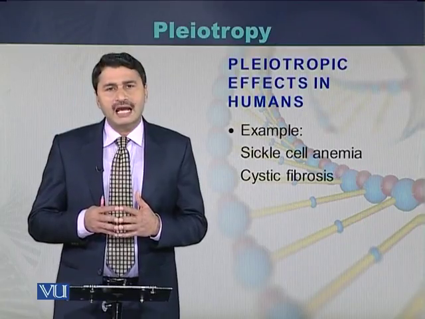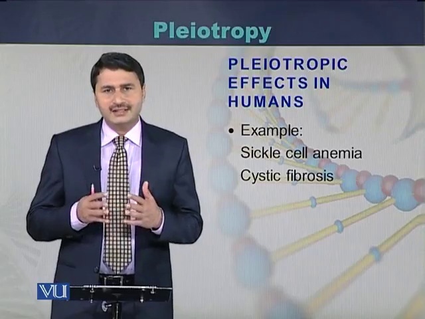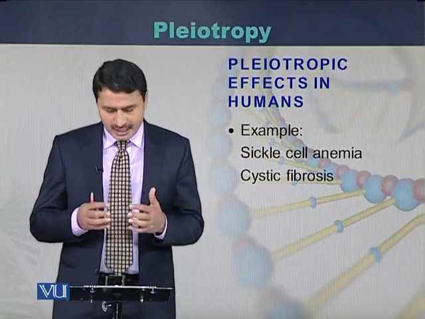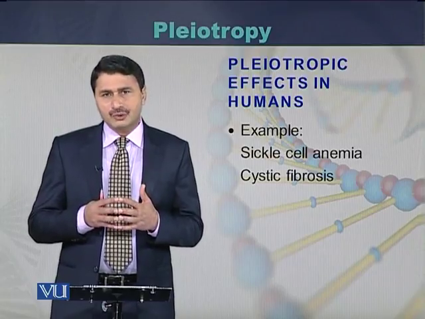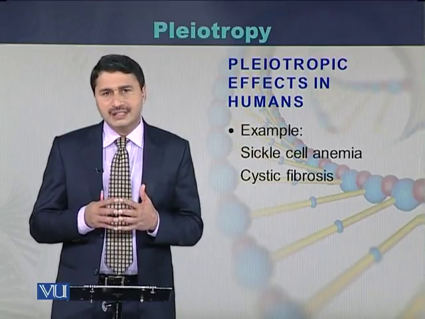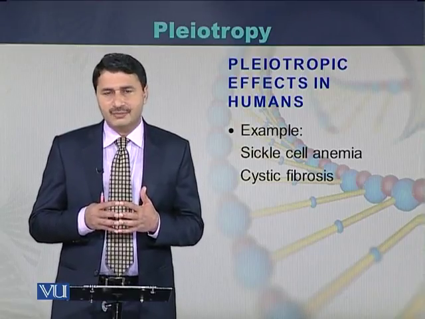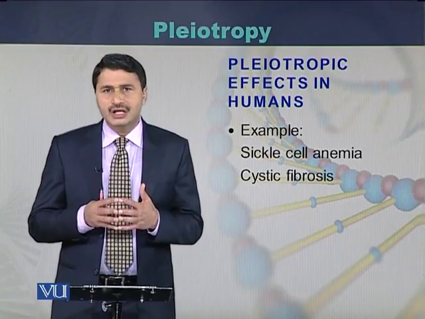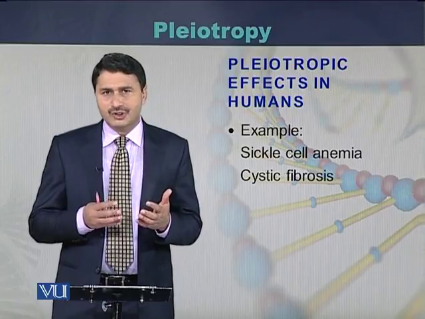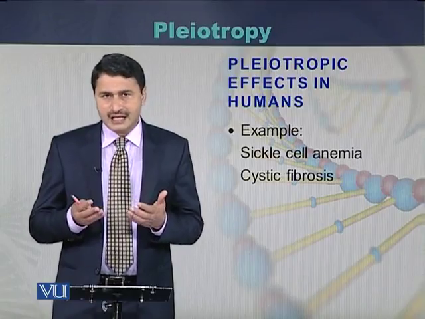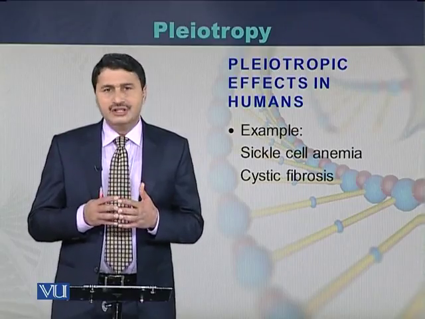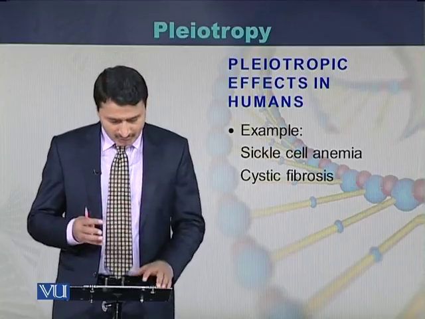The pleiotropy phenomenon can be seen in humans. The best example of the pleiotropy phenomenon in humans is two diseases which are produced by a single gene. The names of the diseases are sickle cell anemia as well as cystic fibrosis. These two diseases are produced by a single gene. A single gene can produce sickle cell anemia on one hand, while on the other hand the same gene can produce cystic fibrosis in some other organisms.